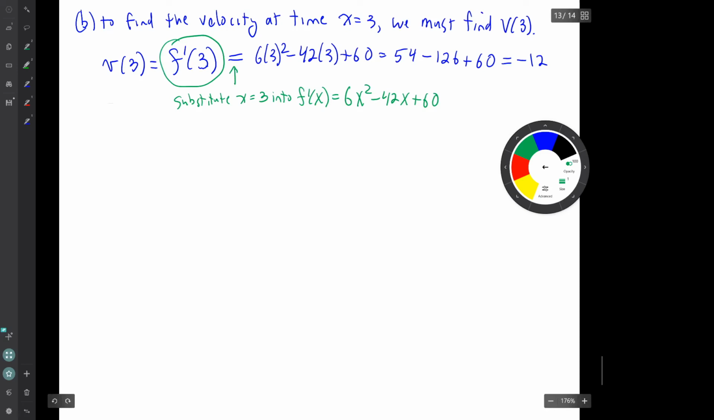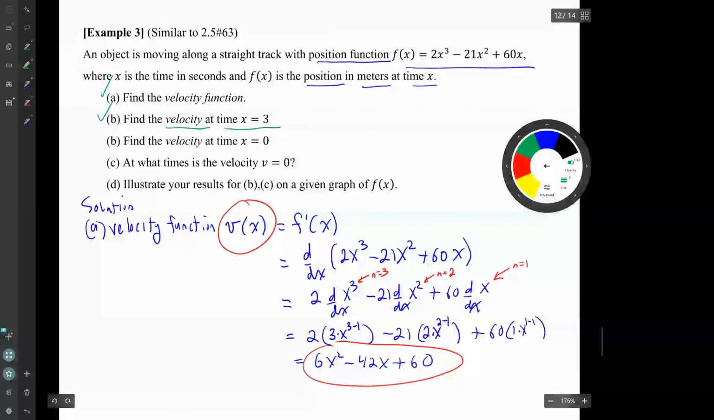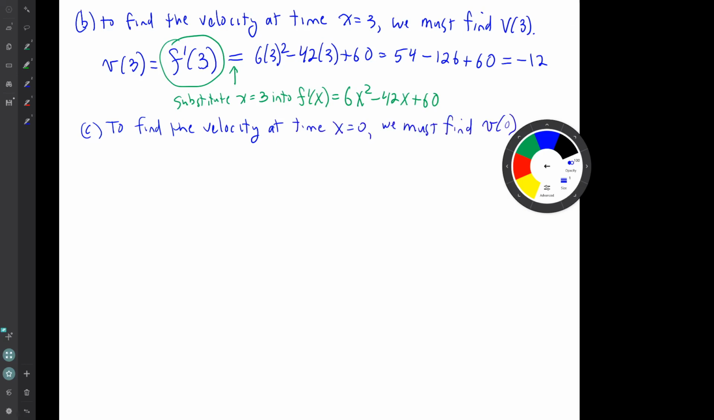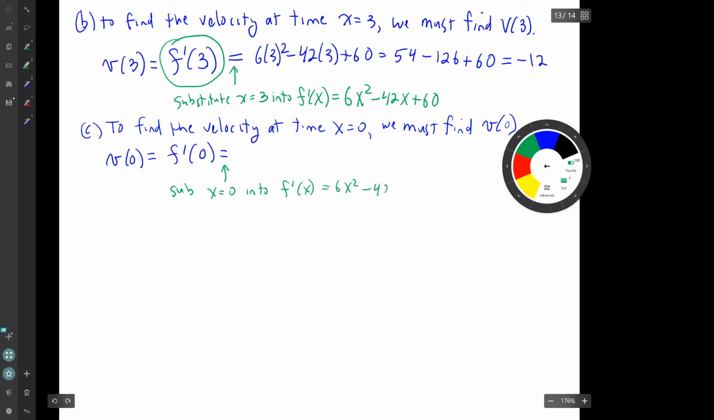Let's go back and see the question for part C. Find the velocity at time x equals 0. So we have to find velocity at time 0. That means v parentheses 0. And that symbol just means that we substitute x equals 0 into the formula for f prime of x. So the result is that the velocity at time 0 is 60.